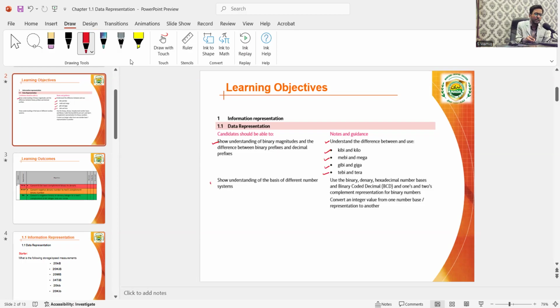Now, for the next area, we need to understand the bases of different number systems: binary, denary, hexadecimal, and BCD number systems, as well as ones complement and twos complement. So this is what we are going to discuss in today's class. Let's get along with it.